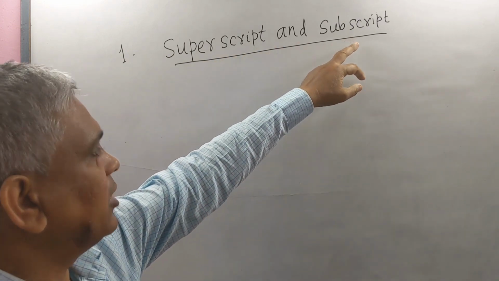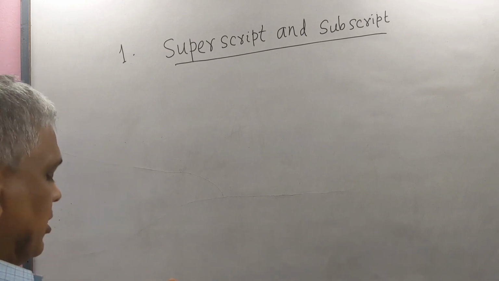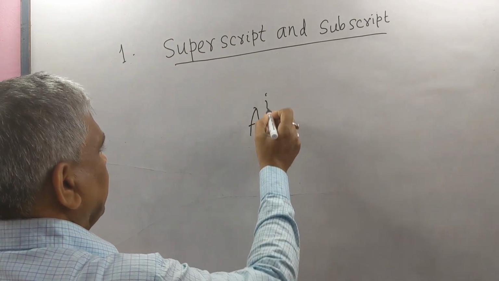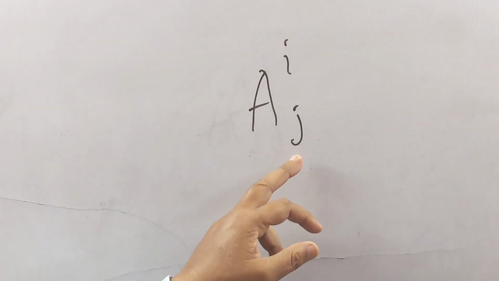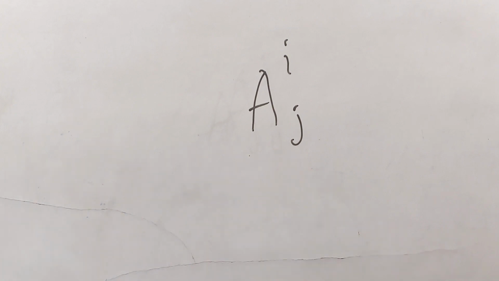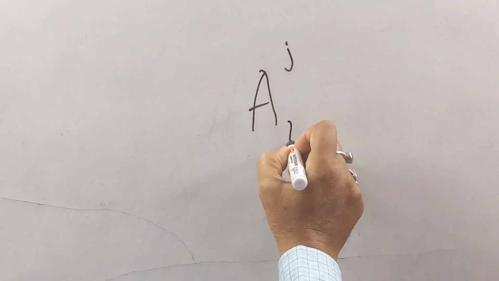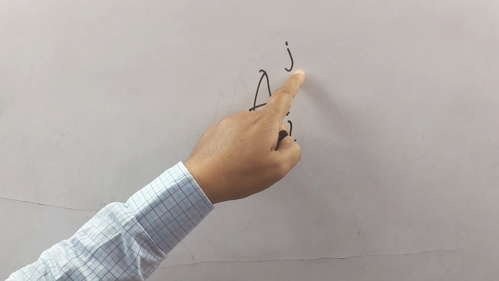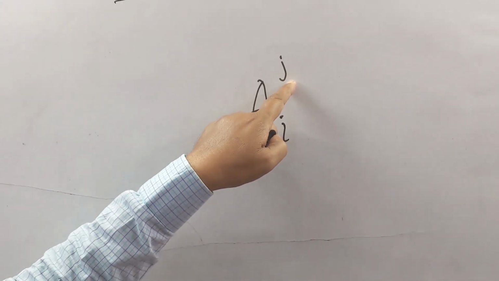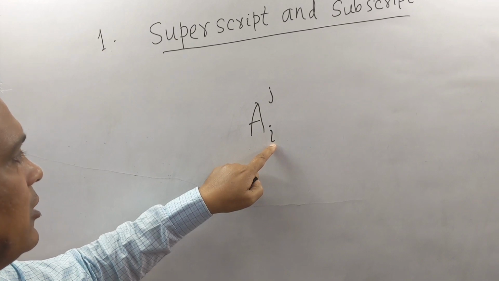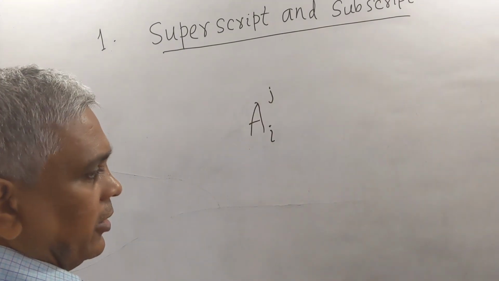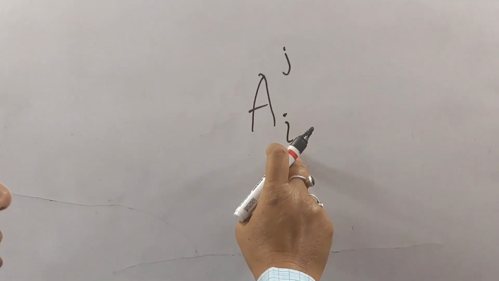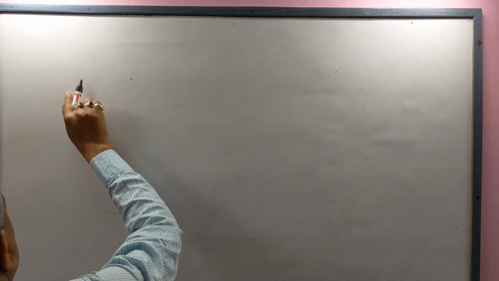superscript and subscript. In a term A^i_j, the index i is called superscript and j is called subscript. Again, in another term A^j_i, the index j is called superscript and the index i is called subscript. That is, superscript is at the upper position and subscript is at the lower position. Number 2.